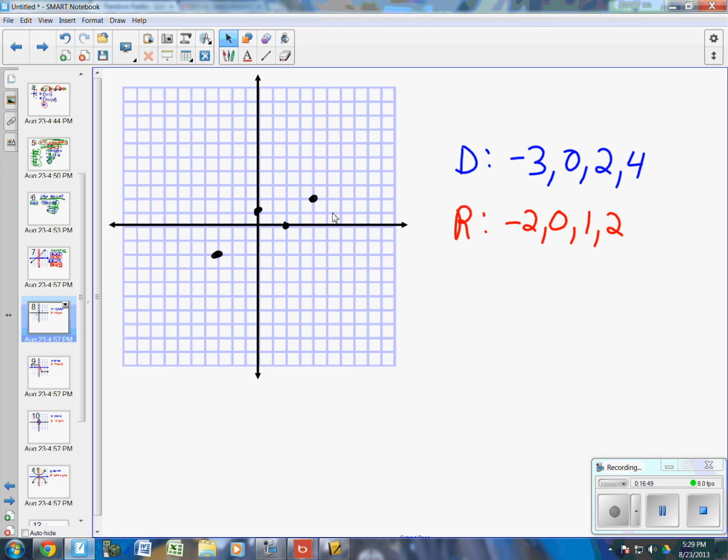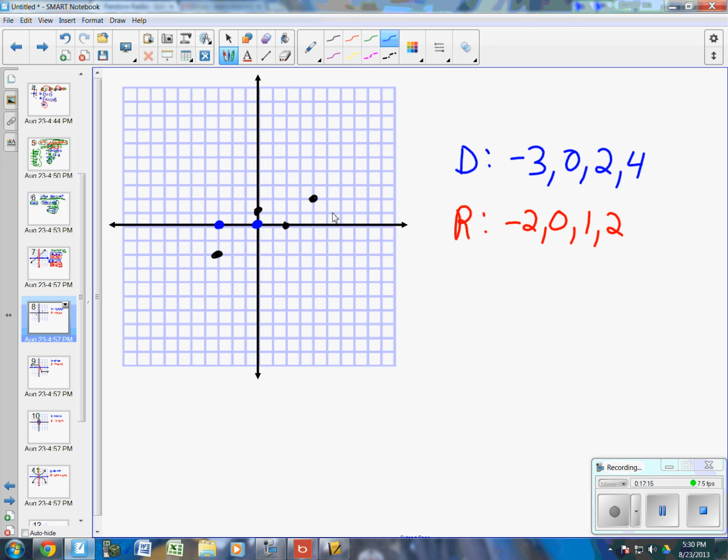Starting off with my domain, all I have to do is go to the point at (-3, -2). Well, its x number is -3, so on the x-axis I color in -3. I go to the next point at (0, 1). Its x number is 0, so at 0 along the x-axis I color a blue dot in.